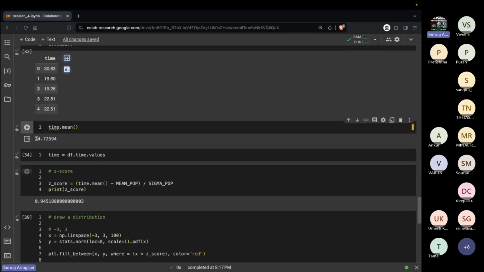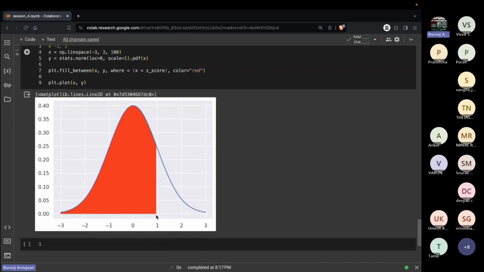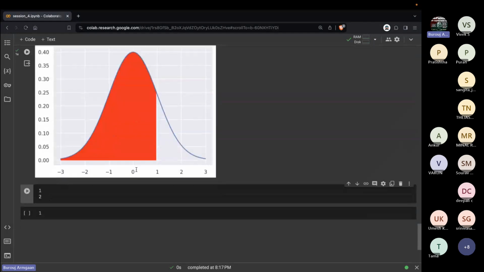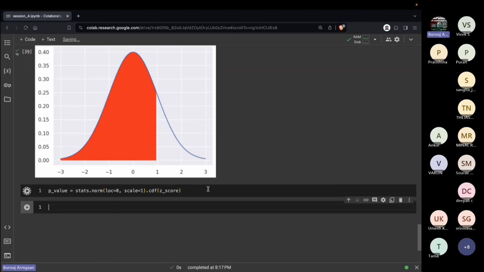Okay, so because we are saying at least 24, we actually want the area beyond this point, not the area left of this point. That would mean at most. We are saying at least. So when we want to compute the p-value, we can't use stats.norm with loc 0, scale 1, and call the CDF on the z-score, because this will give us a very high value.